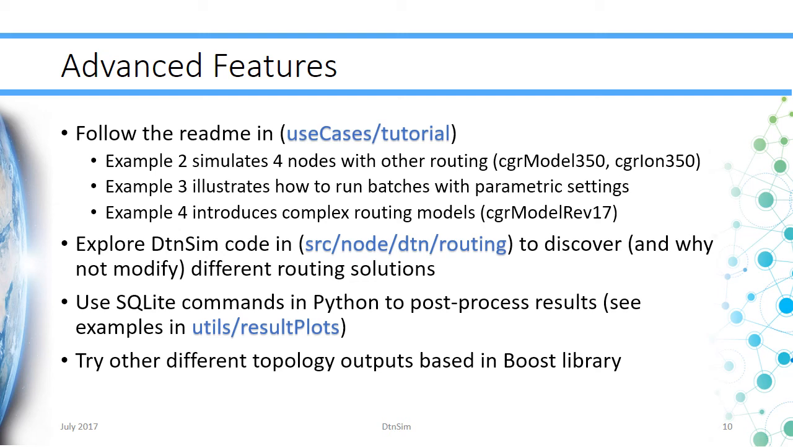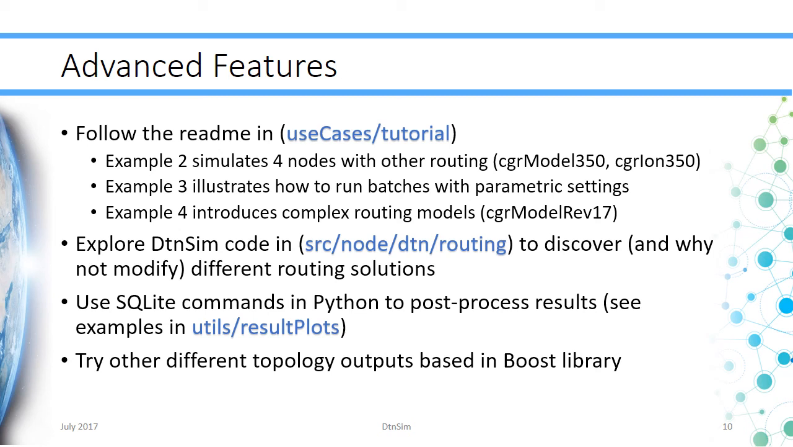Example 3 illustrates how batches with parameter settings can be run. This shows how we can use console commands and different options to run several simulations with different parametric settings. And example number 4 introduces more complex routing solutions, named CGR Model Revision 17, which are routing solutions with different settings, different options, different route table sizes, etc.